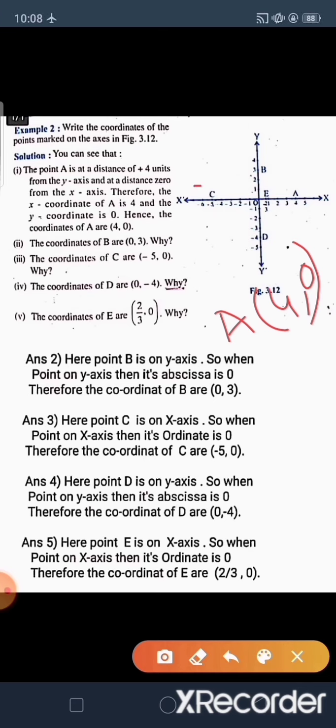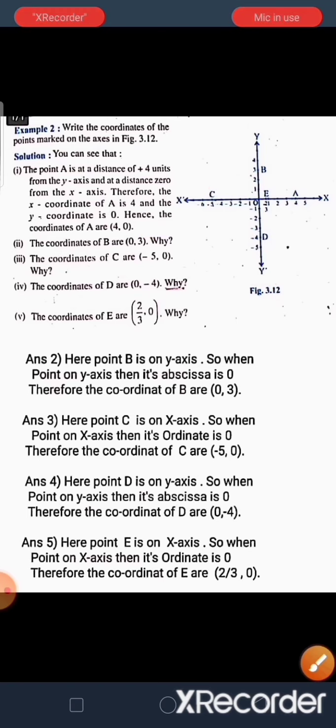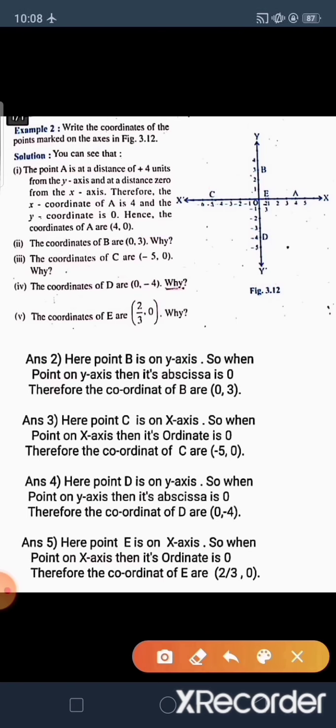So in the solution we write: therefore the x coordinate of A is 4 and the y coordinate is 0, hence the coordinate of A is (4, 0). Second question, the coordinates of B. What is the coordinate of B?